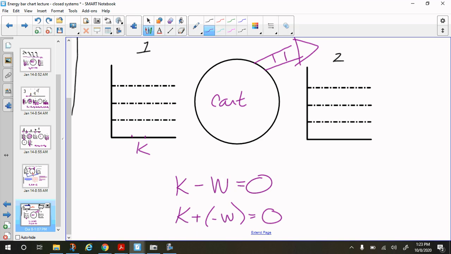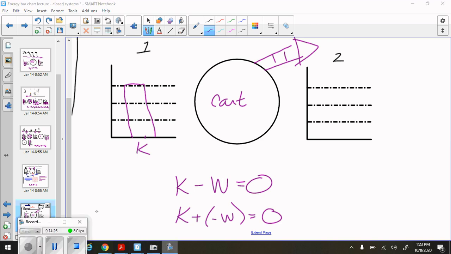And then next week or soon, depending on when you're watching this video, we are going to derive equations for each of these terms, and then you'll be able to plug things in and solve. All right, nice work. That's it.